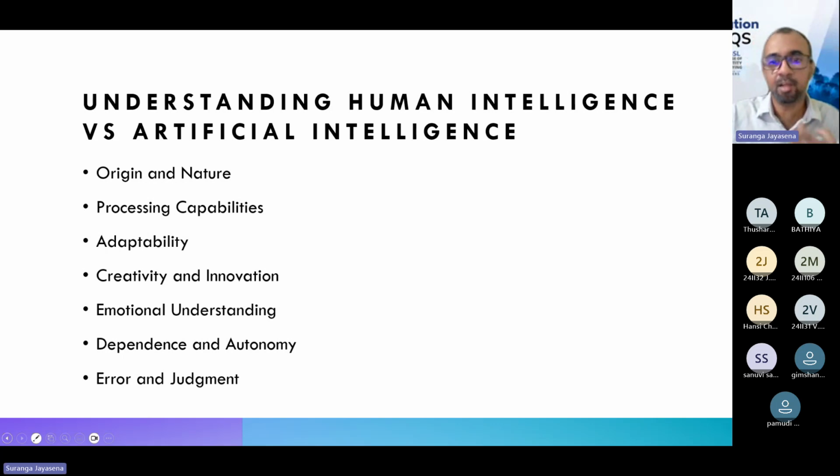Okay, so the origin and the nature, where it comes from, of human intelligence and artificial intelligence. Artificial intelligence is created by humans, obviously. So AI refers to certain systems or maybe machines that sort of mimic.